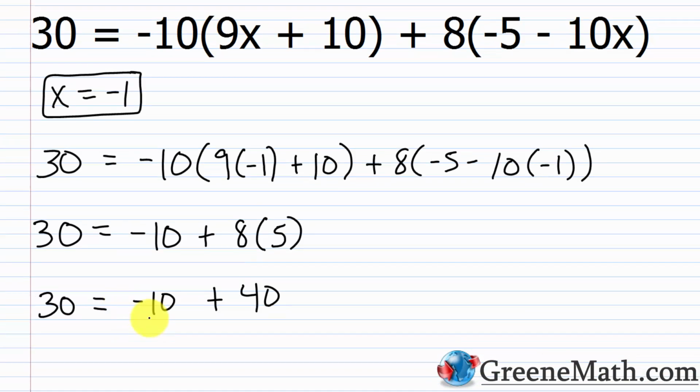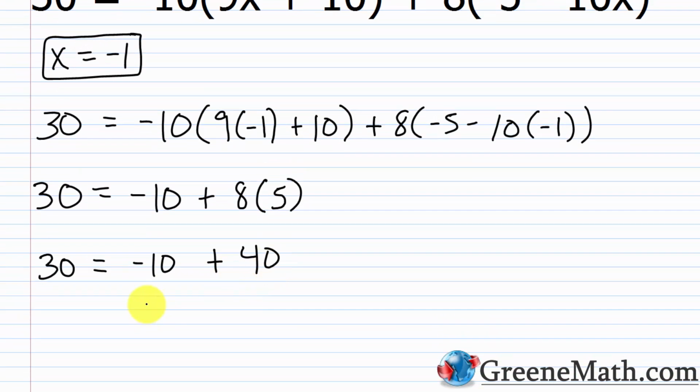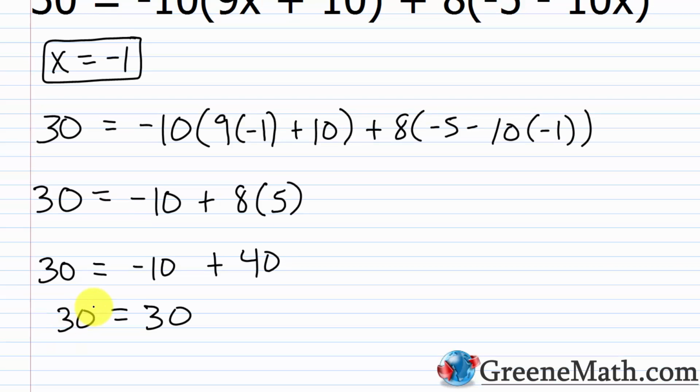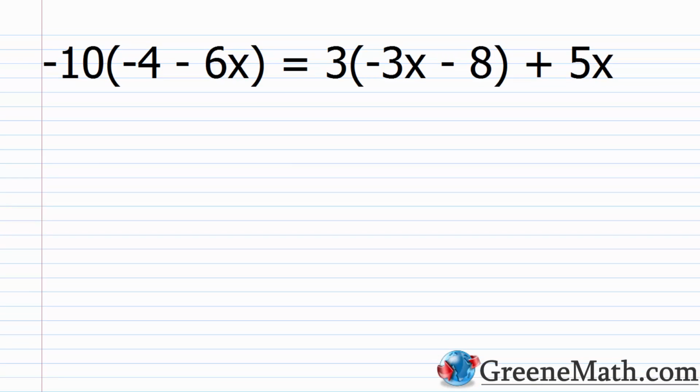And so now negative 10 plus 40 would be 30. So I'd have 30 equals 30. And so my solution, x equals negative 1, is correct. Okay, let's take a look at one final problem.